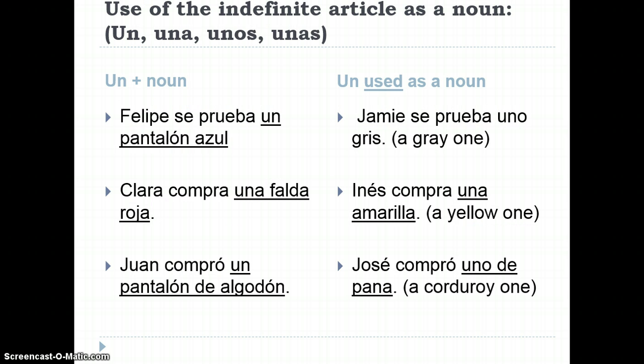We can also use the indefinite article un, una, unos, or unas with an adjective, a noun, or a verb to replace a noun in a sentence. It's a similar format. Just notice that in the third example and also in the first example, un became uno when replacing the noun.